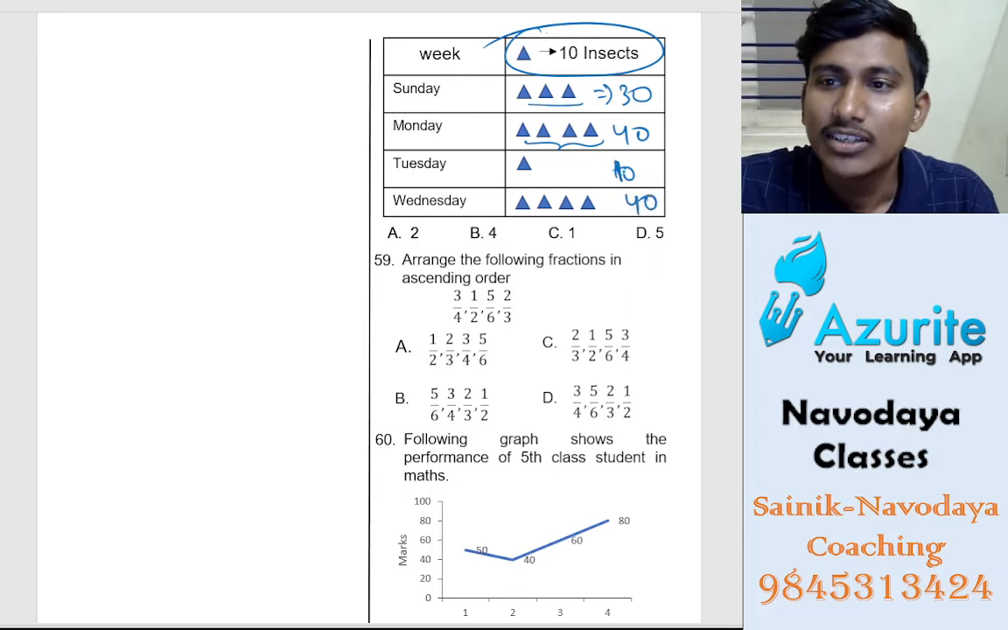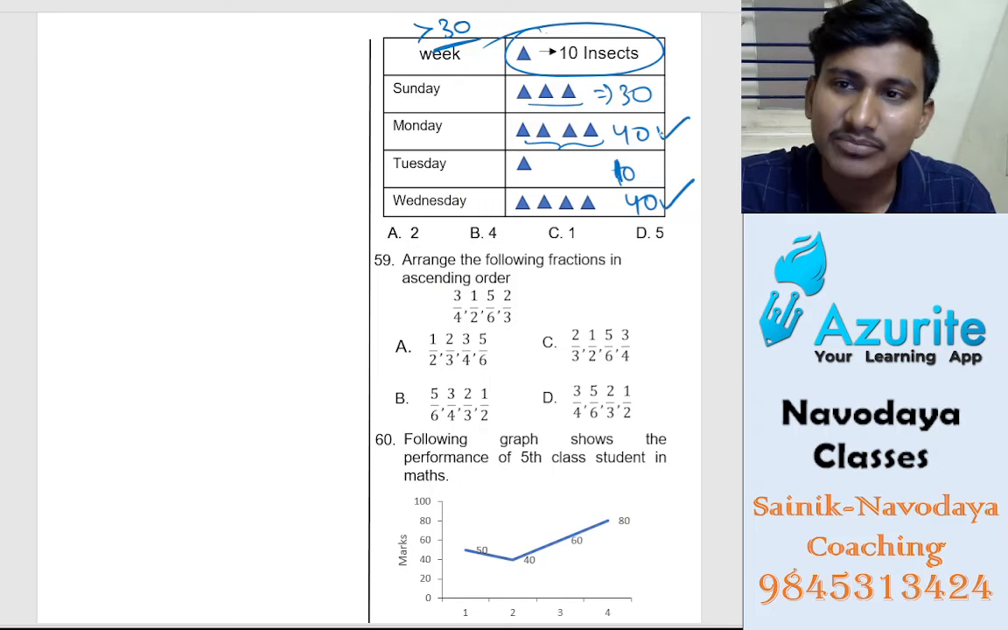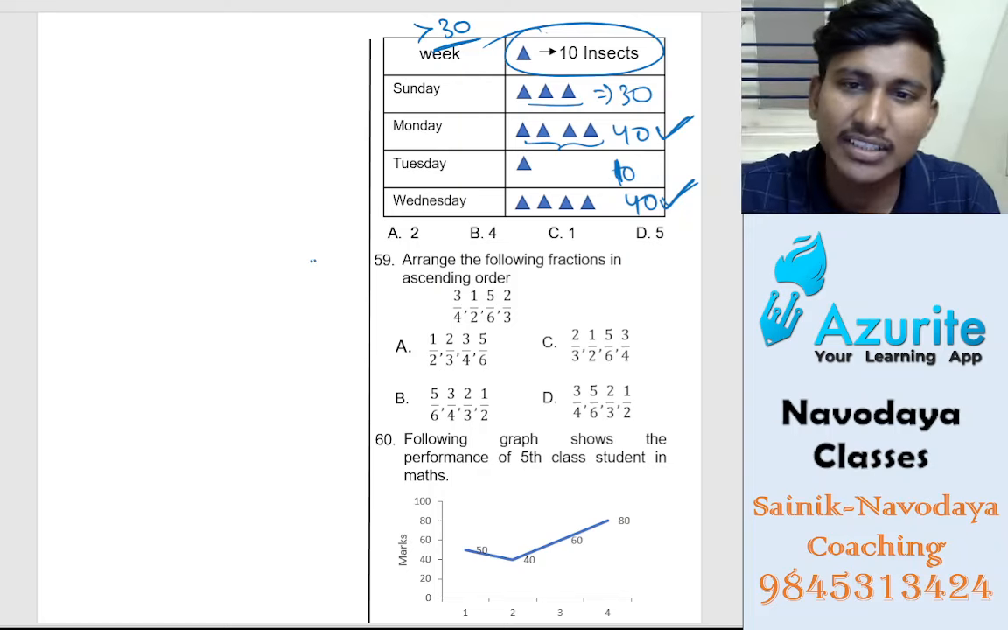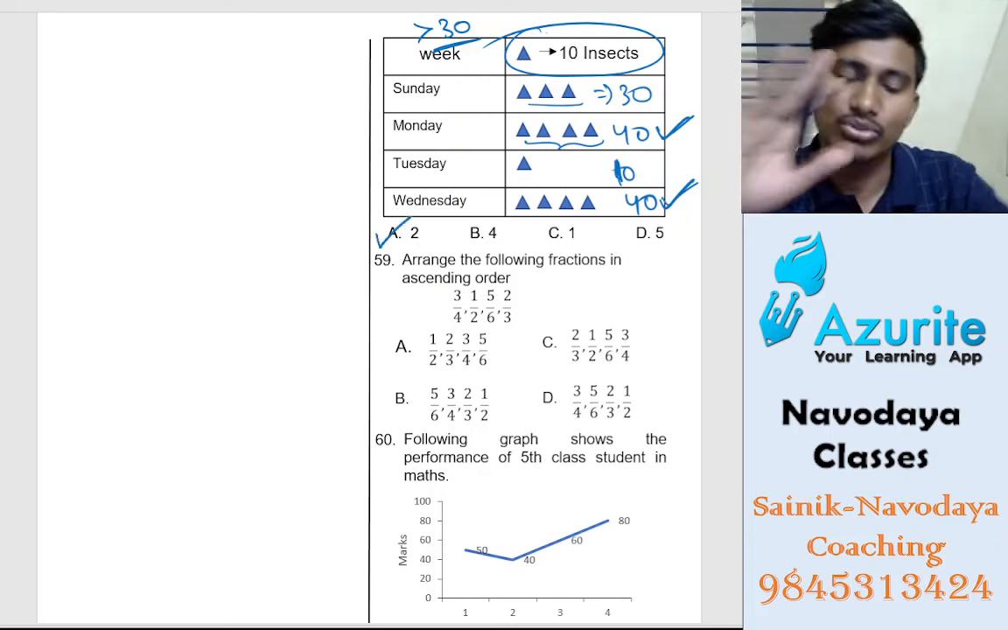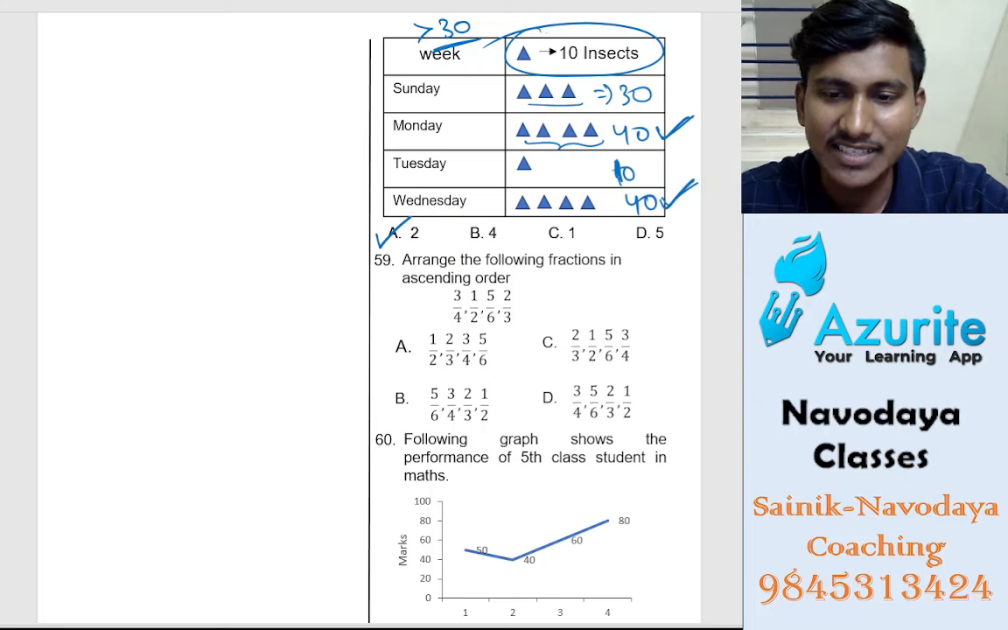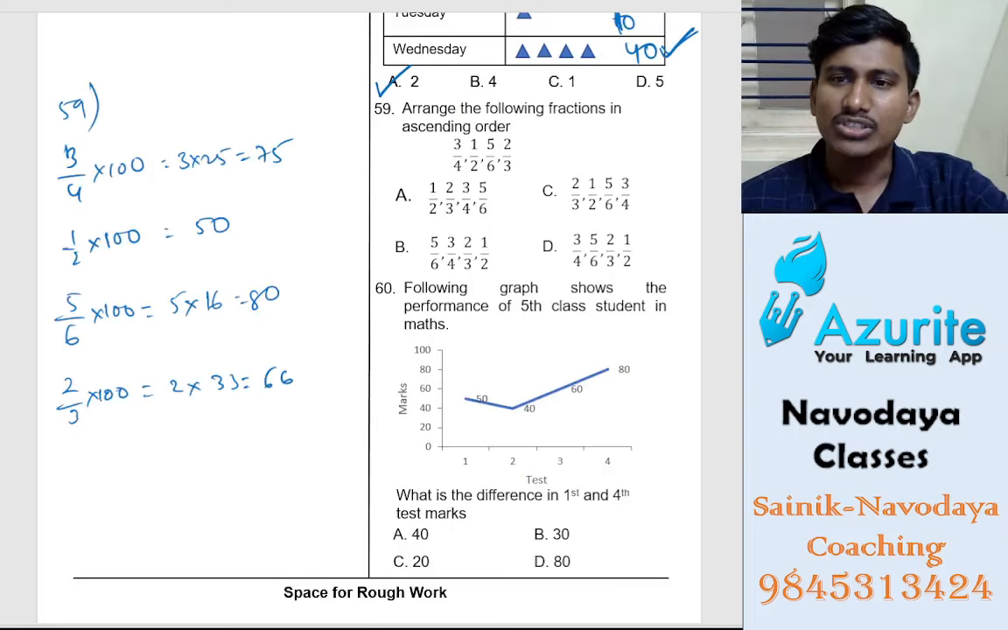So more than 30, where is it? 1 time, 2 times, only 2 times, because 30 is the same, not more. So 40 and 40, 2 times it is more than 30, so option A is the answer, right? Yes. So see here, next question 59, right?